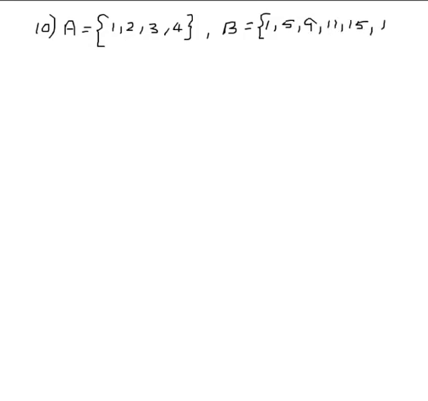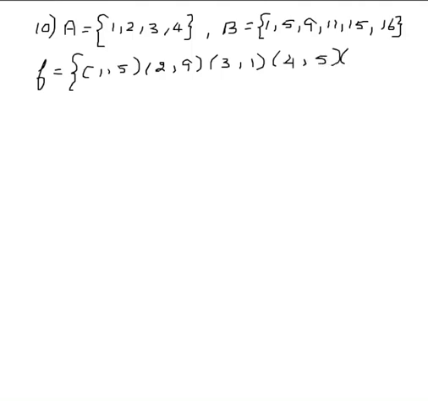Next question. Question number 10. Let A be {1, 2, 3, 4} and set B {1, 5, 9, 11, 15, 16}. And the function f is given as {(1, 5), (2, 9), (3, 1), (4, 5) and (2, 11)}. Are the following true? The first one is f is a relation from A to B. See all the first elements 1, 2, 3, 4, 2. They belong to the first set A.